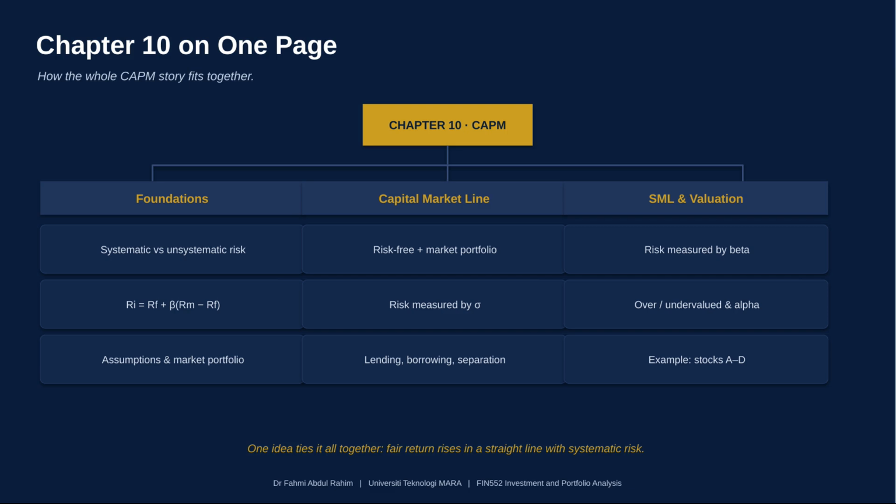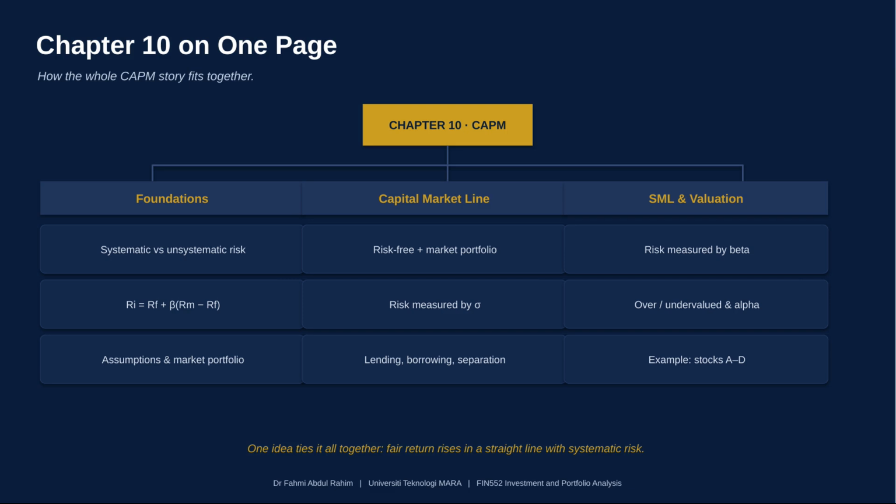The second pillar, the capital market line, covers combining the risk-free asset with the market portfolio, measuring risk by sigma, total risk, and the ideas of lending, borrowing, and the separation theorem. The third pillar, the SML and valuation, covers measuring risk by beta instead, judging stocks as over or undervalued, and computing their alpha, and the worked example with stocks A to D.